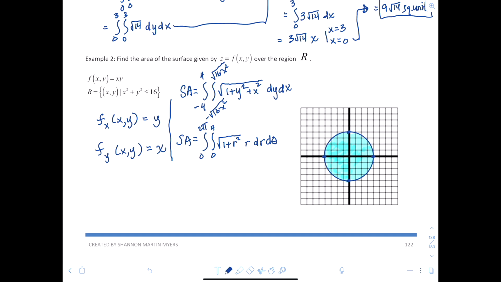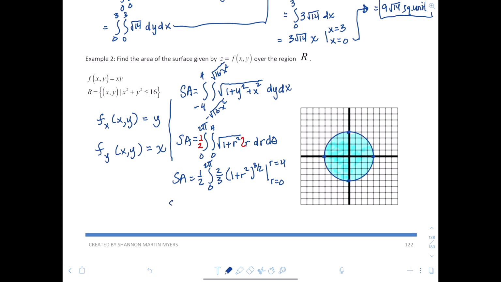Cool? Now, in order to integrate, my g would be 1 plus r squared. G prime is 2r. So I need a 2 in here, so I'll multiply by 1/2 on the outside. So my surface area will be 1/2 times the integral from 0 to 2 pi. And then integrating, I'll get 1 plus r squared, all raised to the 3/2. So I'll have 2/3, 1 plus r squared to the 3/2, going from r is 0 to r is 4.